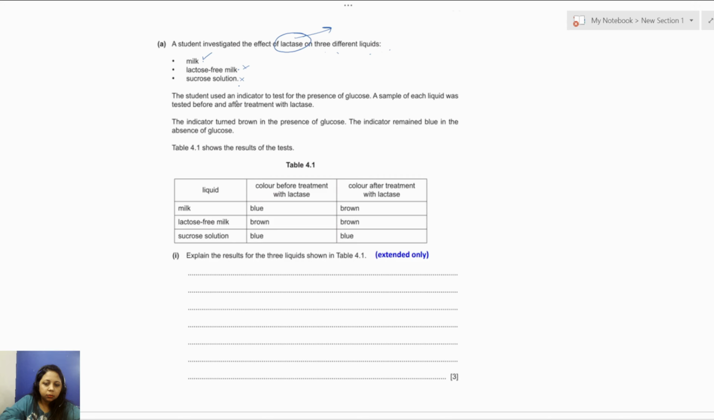Then we have used an indicator to check whether glucose is present or not. The indicator turned brown in the presence of glucose. The results are given. In milk it becomes brown after treatment with lactase. In lactose free milk it is brown in both cases, but in sucrose it is not. Why do you think so? They are already converted into glucose.